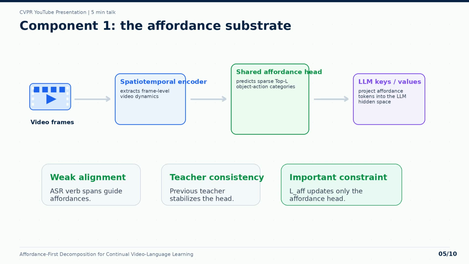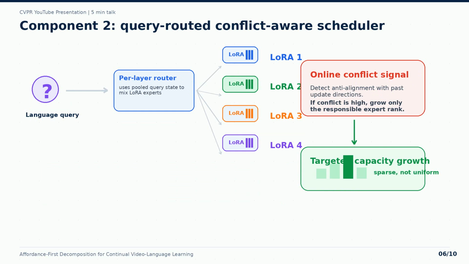Here is the first component. A spatiotemporal encoder extracts video features. The shared affordance head predicts a distribution over an affordance vocabulary, keeps only the top L categories, and builds continuous affordance tokens. These tokens are projected into the LLM hidden space as keys and values. Stability losses, including weak action span alignment and teacher consistency, are applied only to this head, so the video evidence remains reusable across tasks.